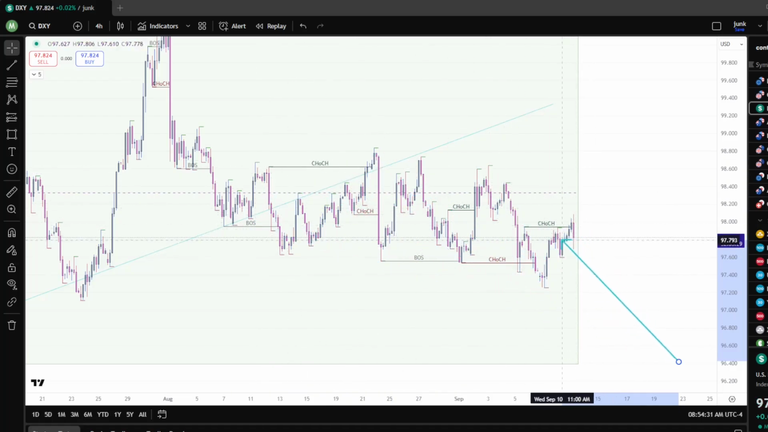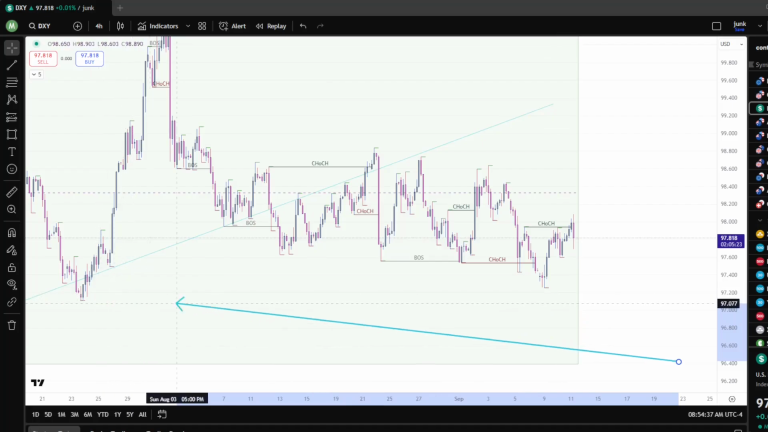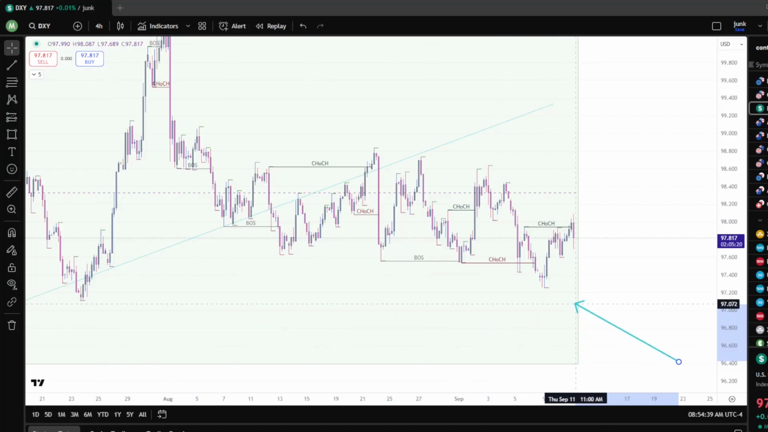So even if this does form a lower high and it starts to push down, then if it does get past some of these lows, I'll be looking for any type of bearish momentum to pick up in order to target the lows of the overall range. But right now, like I said, it's just still in this consolidated pattern. So waiting for a decision to be made.